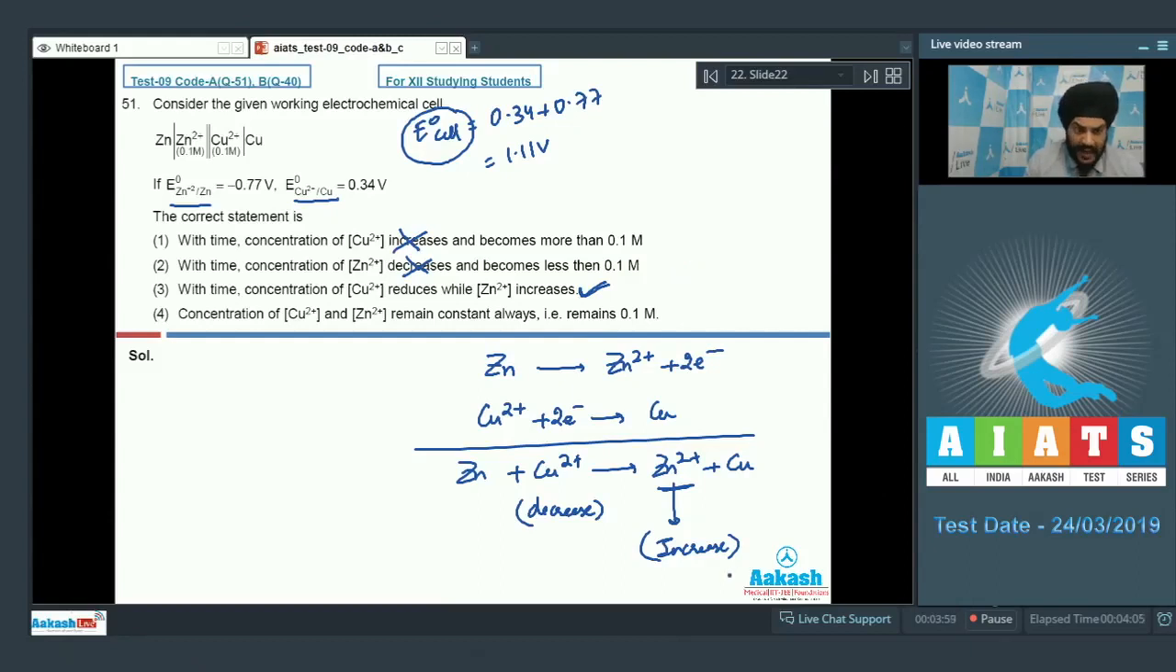And if we talk about the last statement, which is the fourth option, concentration of Cu2 plus and Zn2 plus remains constant always. This is also incorrect, students. Due to the forward shifting of the reaction, the concentration of copper 2 plus will decrease and the concentration of zinc 2 plus will increase. So third statement is correct, students, and we have to select the third option as the correct answer to this question. Let us look at the next question.